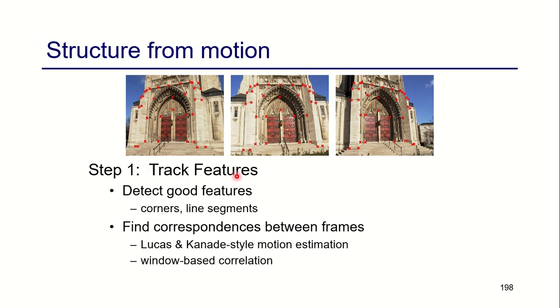First you have to track the features. So detect the good features, notable features which are like corners, line segments, etc. Then find the correspondences between the frames. So you have 2 techniques here, either Lucas-Kanade style motion estimation or window-based correlation.